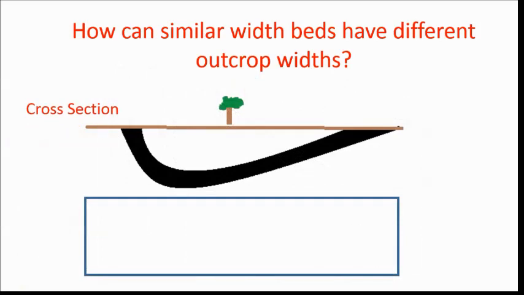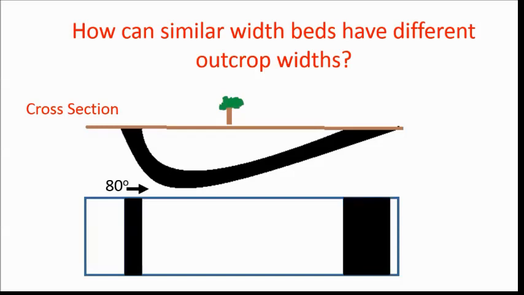This also works with a fold. 2 different parts of a fold there, and underneath you can see the surface outcrop. That one is dipping at 80 degrees in that direction. That one is dipping at 40 degrees. You can see it's part of the syncline. But you can see to the right, this area has a much wider outcrop.